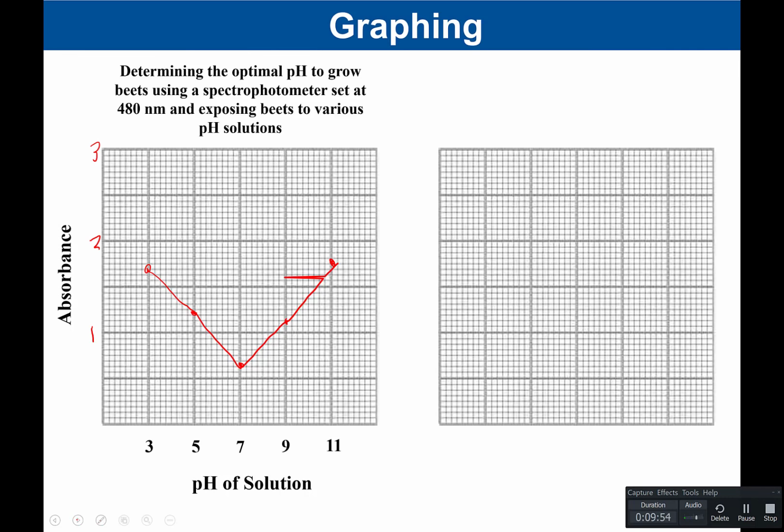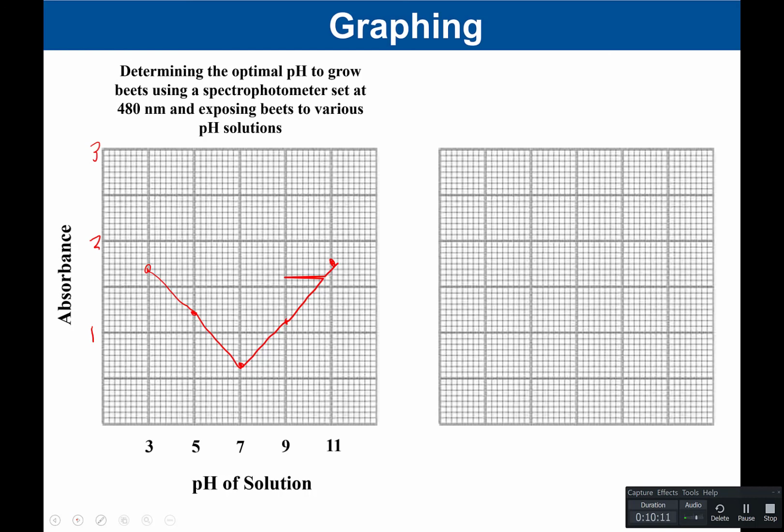So my title says, Determining the Optimal pH to Grow Beets Using a Spectrophotometer Set at 480 Nanometers and Exposing Beets to Various pH Solutions. So I'm giving you the title for this one. That's going to be your title.